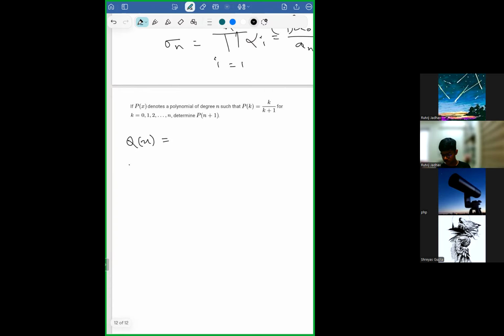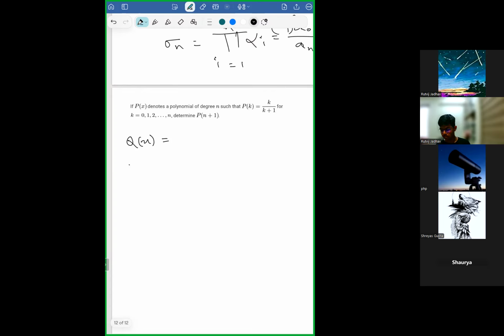Okay. So we will do the same thing. Q of x is P of x minus x upon x plus 1, okay, this we will define using x.